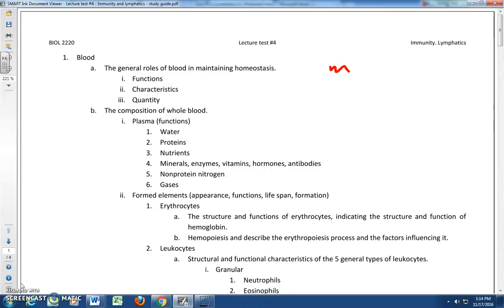All right. So first thing first, blood. For the blood, you have to understand what it does in terms of homeostasis maintenance. So transport, right? The functions first. The transport, the electrolyte balance, protection, white blood cells, temperature regulation, and all that listed.